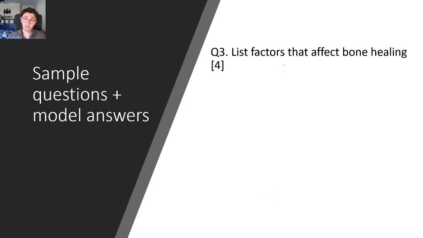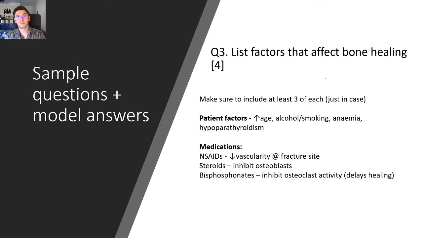Question 3. So we have, list the factors that affect bone healing. So when there's an injury, there's always going to be 2 factors. It's going to be the patient themselves, and there's going to be other medications they're taking. So if they ask for 4 marks, you can do at least 3 of each if you want to be safe. They only count the first 2.